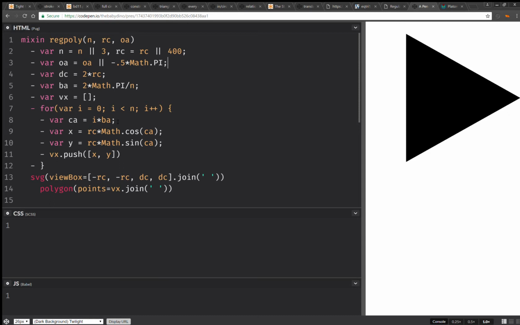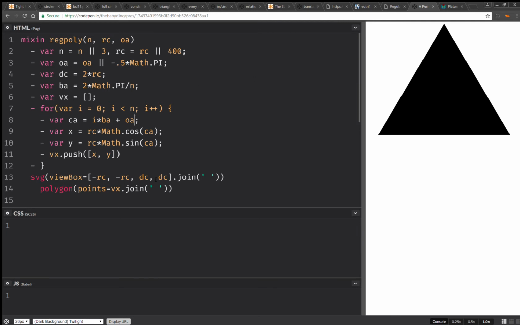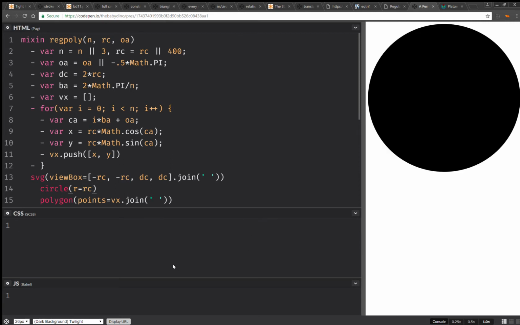Okay, so here we're going to add the offset, and now our triangle points up. Good. Now let's see how it looks with the circumcircle. So we create a circle of radius, the circumradius. Now we're not going to see anything unless we do a few things here.